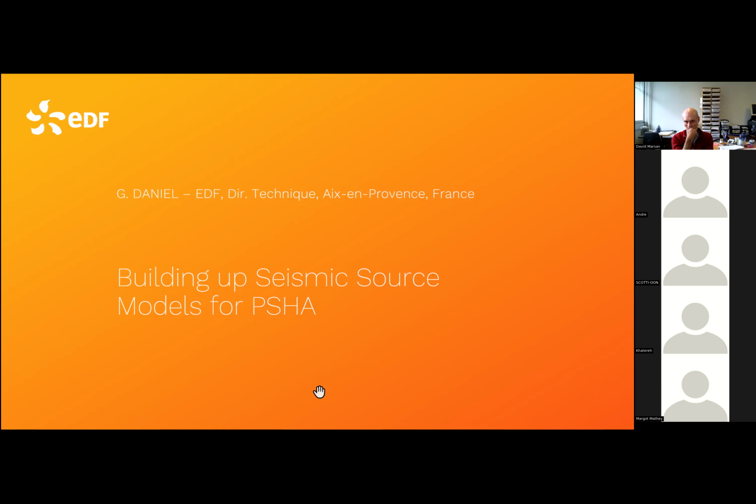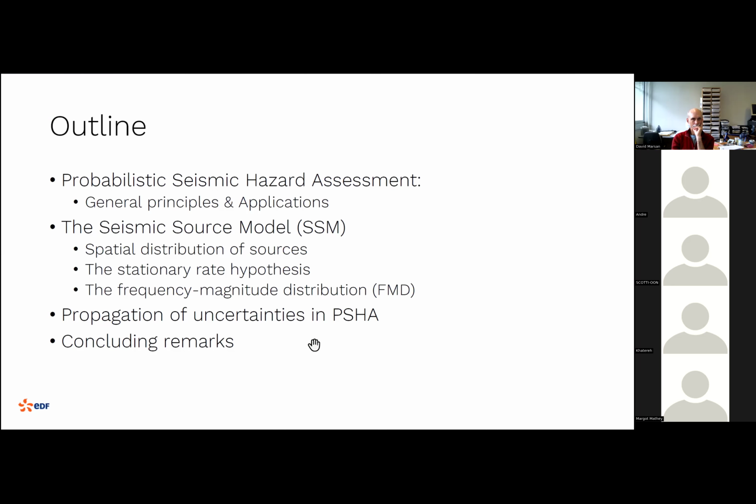So let's repeat once again, but this time I will try to change the focus a little bit, and I will talk in particular about seismic source models and the building of seismic source models for PSHA. So in a way, I'm looking at the PSHA framework from the modeler's point of view. I will just rapidly remind you about the general principles of PSHA, and then we will focus on the seismic source models and the key components of this model.